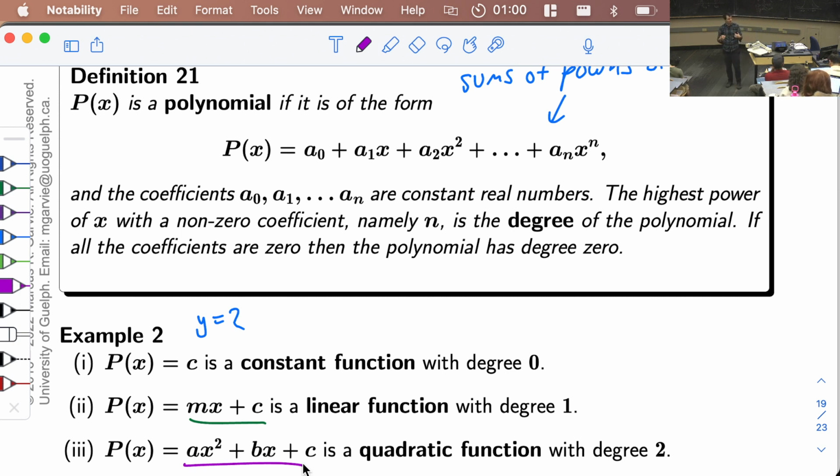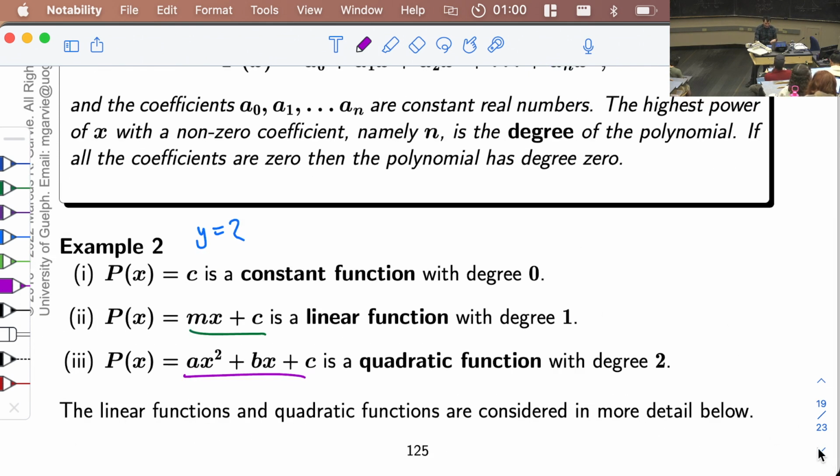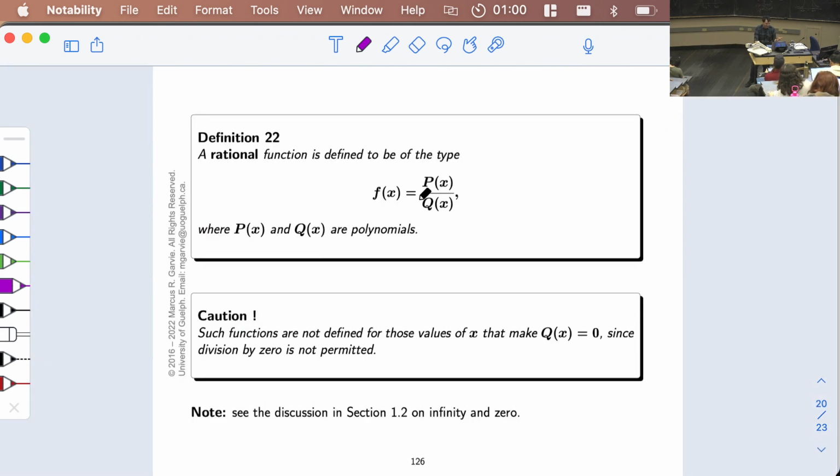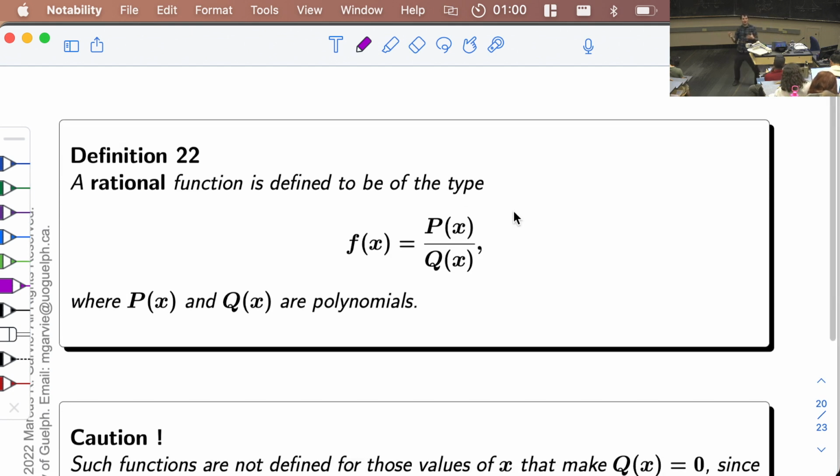You can do higher order ones like cubics, quartics, quintics. We mostly won't be doing those. Okay, so these are all polynomials. Polynomials have nice properties. You can spend your life in your PhD doing polynomials if you want. We're moving on to rational functions. Rational functions are ratios of polynomials.